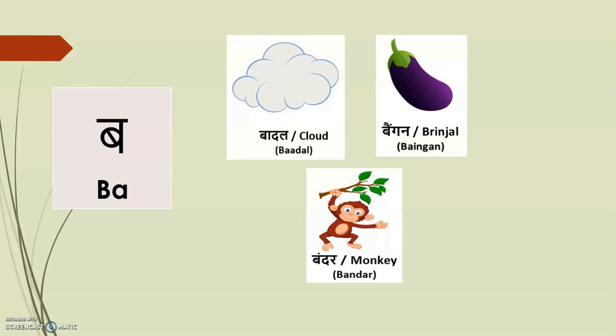So in the first picture, we can see a cloud, which is called Badal. In the second picture, we can see a brinjal, which is called Bangan. So brinjal in Hindi is called Bangan. And in the third picture, we can see a monkey, which is called Bandar. All these three objects begin with the letter B.